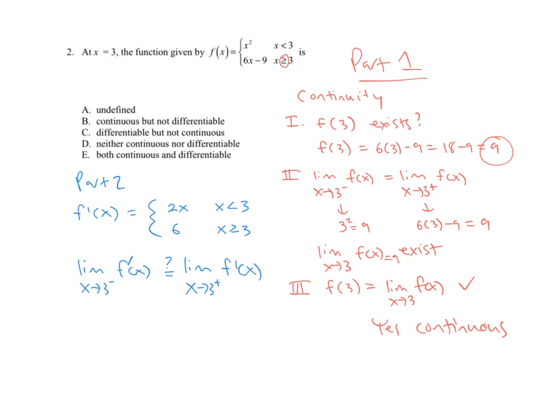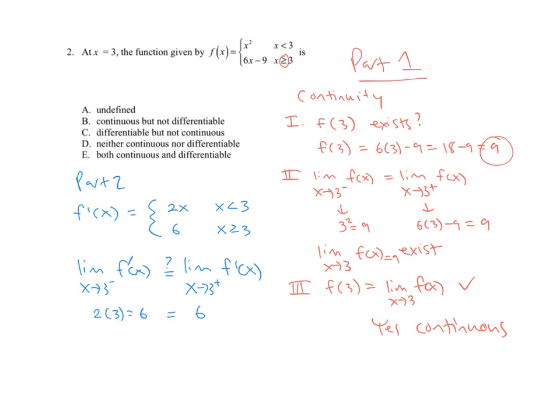The limit as x approaches 3 from the left of f prime of x is going to be plugging 3 into 2x. So 2 times 3, which is 6. And the limit as x approaches 3 from the right of f prime of x is going to be 3 plugged into that bottom derivative, which is just going to be 6. So those do equal each other, the left-hand derivative and the right-hand derivative. So that means that this is also differentiable.